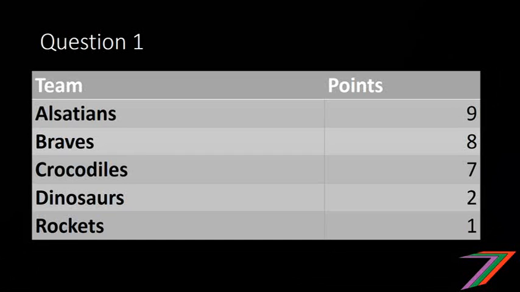Okay, so here we are with question 1. Instead of the 3 teams, this is a little bit more complicated. We've got 5 teams instead. The 5 teams are the Alsatians, the Braves, the Crocodiles, the Dinosaurs, and the Rockets. The Alsatians have 9 points, the Braves have 8, the Crocodiles have 7, the Dinosaurs have 2, and the Rockets have 1. So if you'd like to pause here and figure out how the teams matched up when they played each other, who beat who, drew with who, etc., then you should do that now.